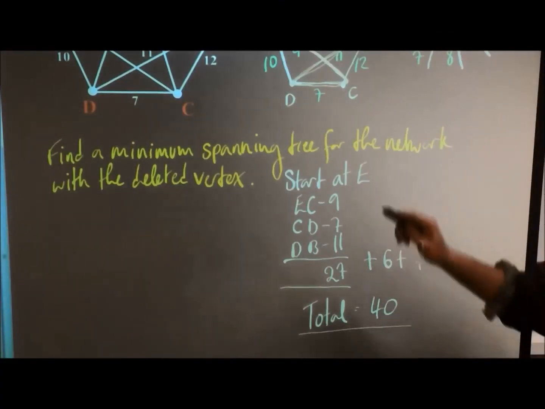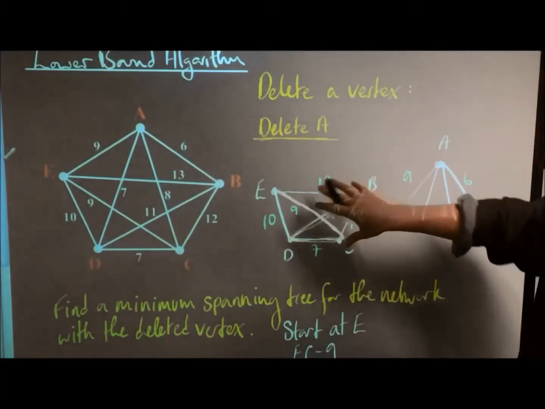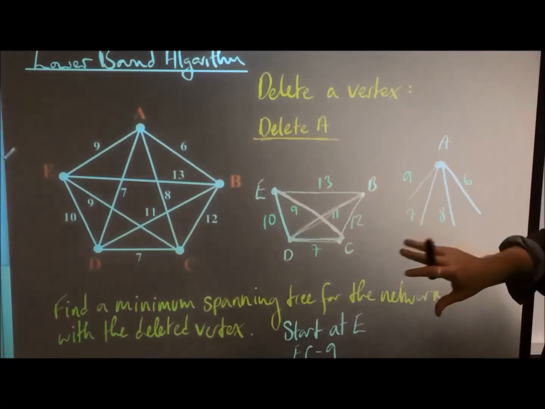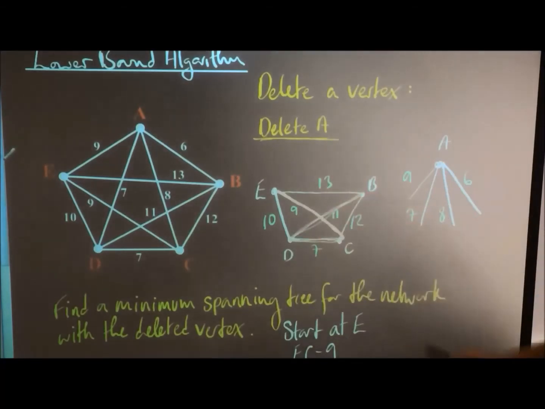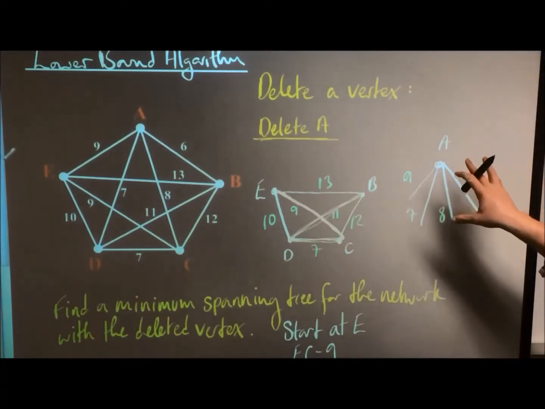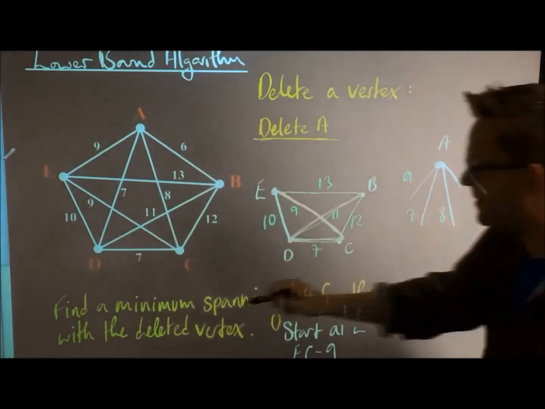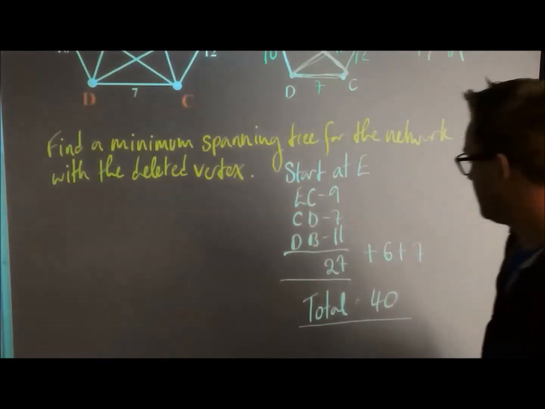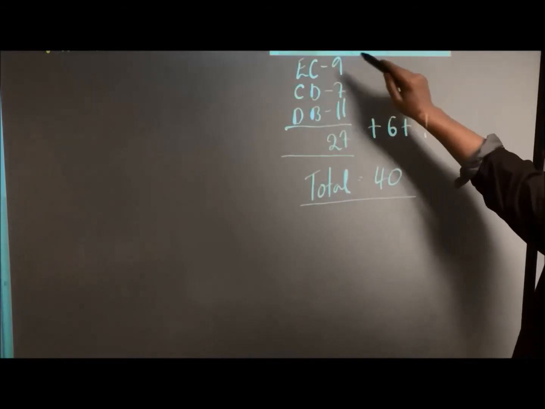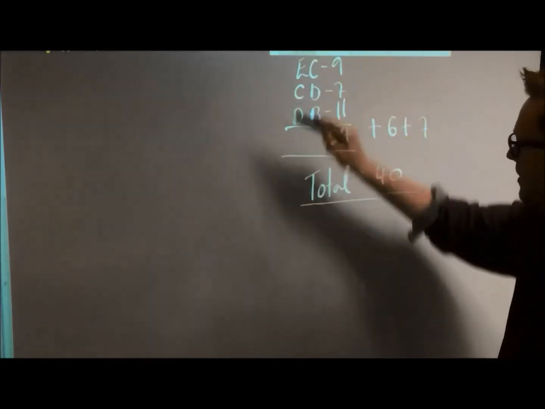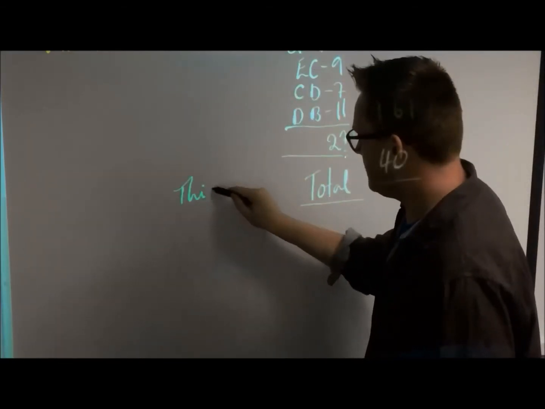Okay. So what I've done is I deleted a vertex, in this case A, drew out the network without that vertex and found a minimum spanning tree for it and found the length of the spanning tree that connects everything up. And then I added the 2 smallest edges that were connected to that vertex that I deleted. And that is the lower bound. So I now know that my best possible route, let's just put it like this. This is a lower bound.